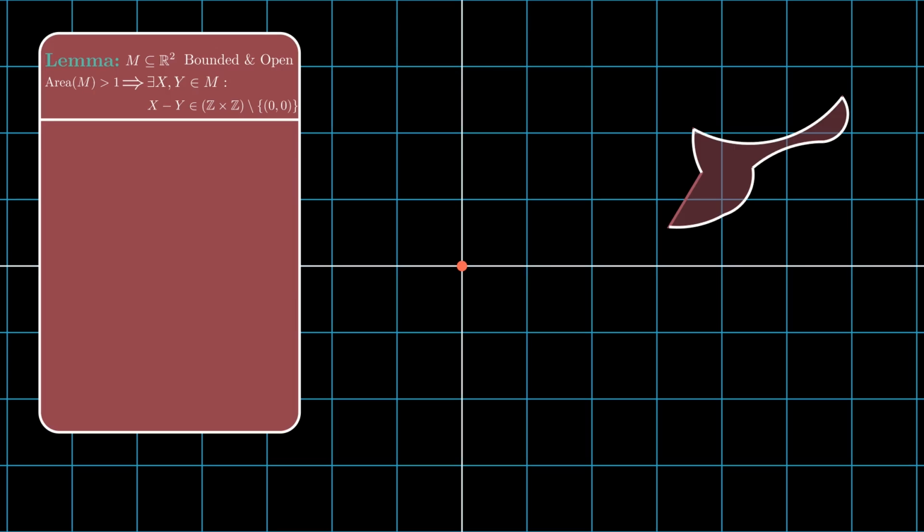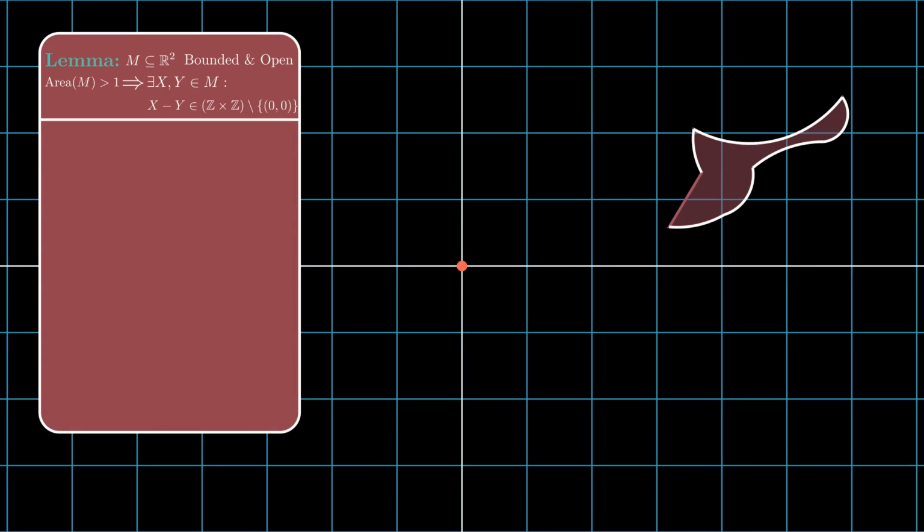But first, we'll need to look at another, perhaps simpler and more general result. If we have a set M that is bounded and open, note how we're not requiring convexity or symmetry, with area greater than 1, then there exist 2 points such that their difference is a non-zero integer point. By difference, we mean what happens when you subtract the coordinates of one point from the coordinates of the other, entry-wise. You can of course think about this difference in terms of vectors. What happens when you place the negative y vector on the tip of the x vector? Do you land at an integer point?